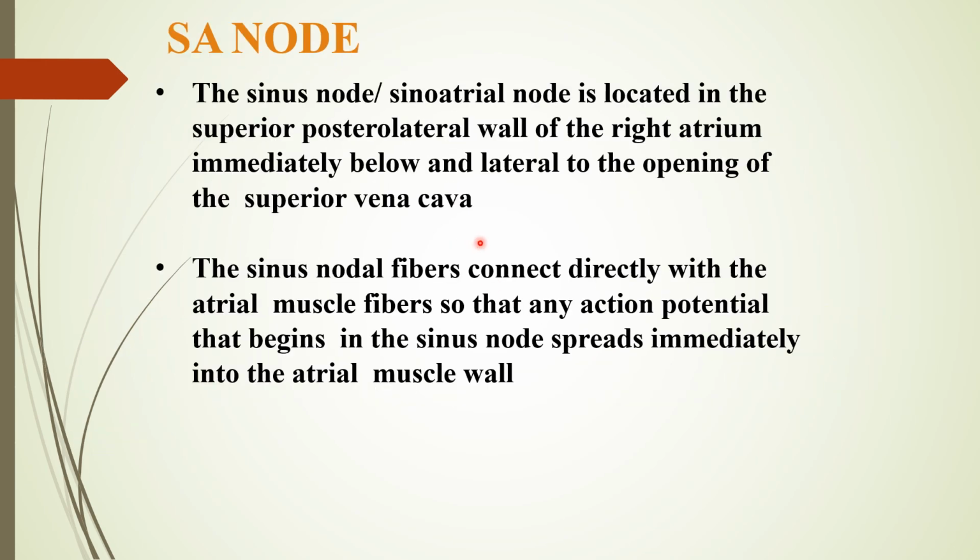We will see about the sinoatrial node. It is located in the superior posterolateral wall of the right atrium, immediately below and lateral to the opening of the superior vena cava. The SA nodal fibers connect directly with the atrial muscle fibers, so that any action potential that begins in the sinus node spreads immediately into the atrial muscle wall.